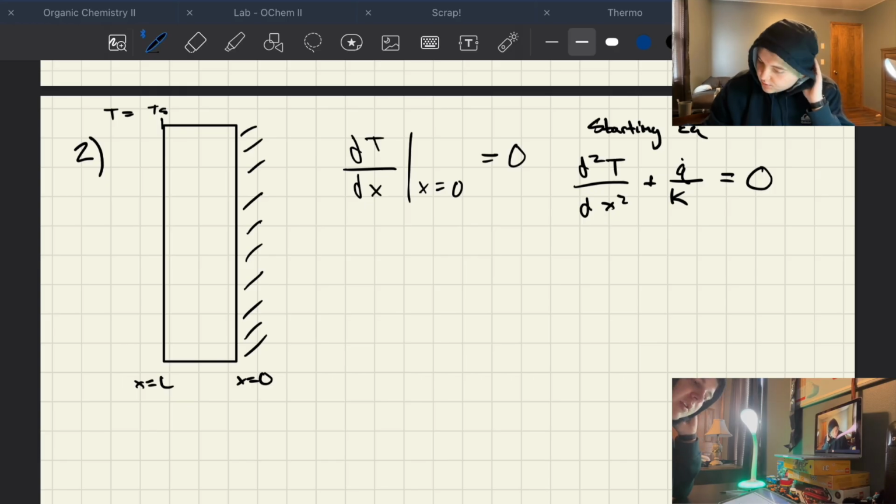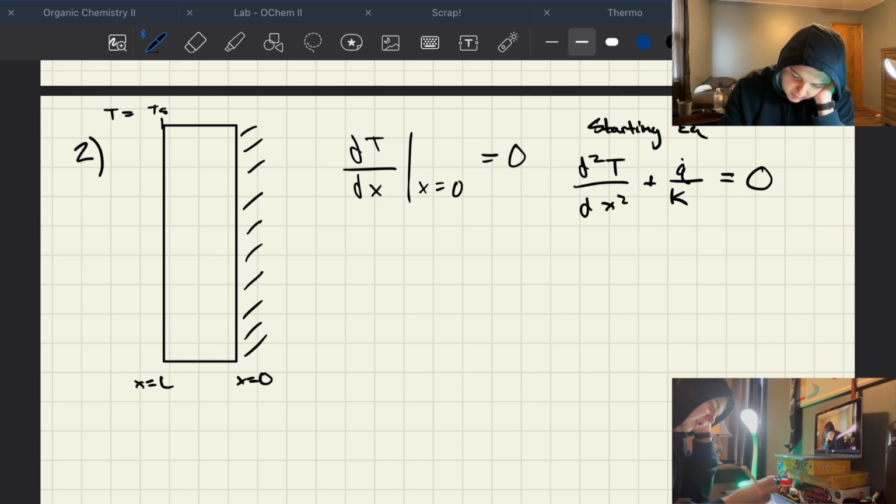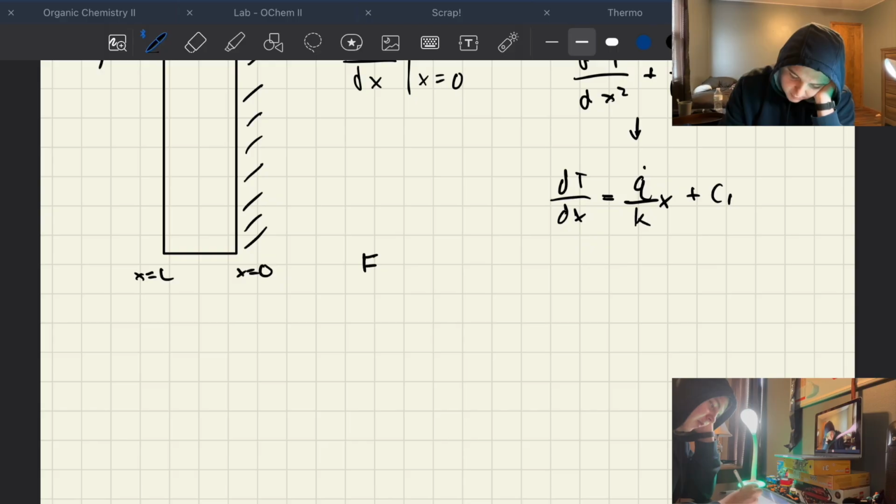So the first thing we're going to do is integrate our starting equation. When we integrate this equation, we're just going to get dT/dx equals qx over k, plus our constant of integration. So now what we need to do is find our C1.